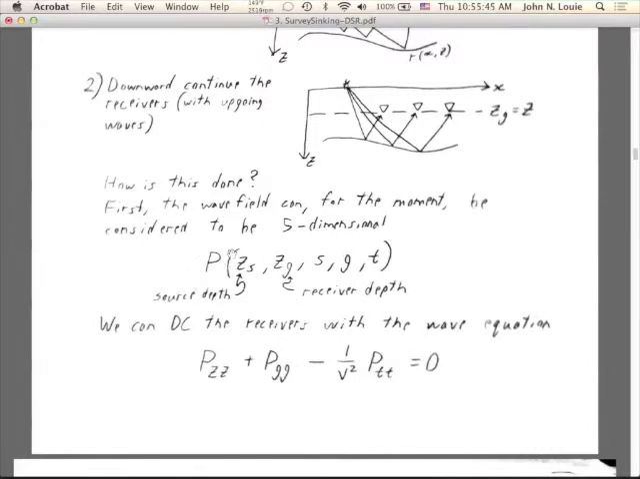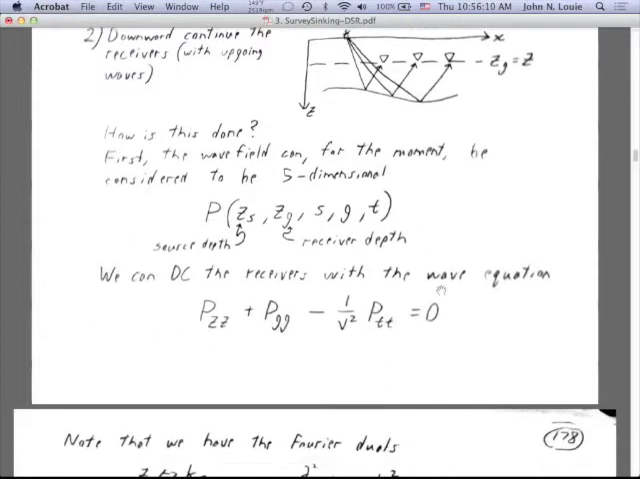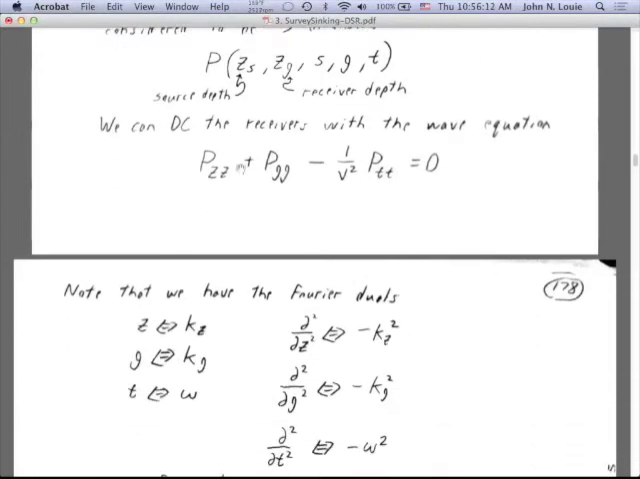The wave field we have now, P, we're still going to consider very simply to be a pressure wave field. It depends on the depth of the source, the depth of the receiver, because we want to downward continue here. It depends on the source location, the receiver location, and time. That's our five-dimensional wave field that we're going to downward continue. We can downward continue the receivers with this wave equation.